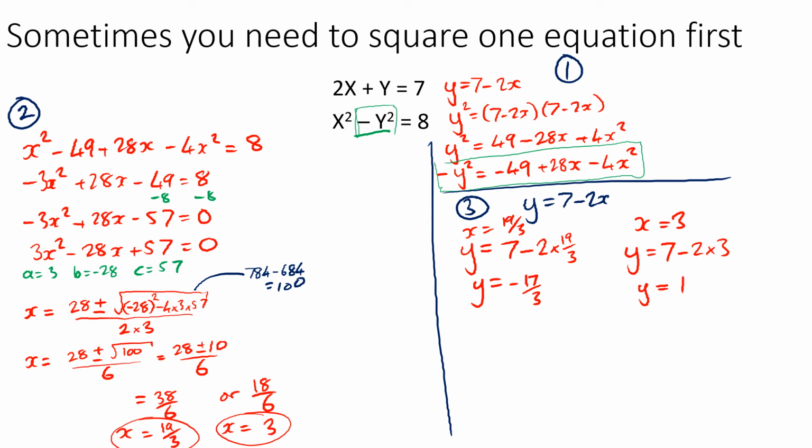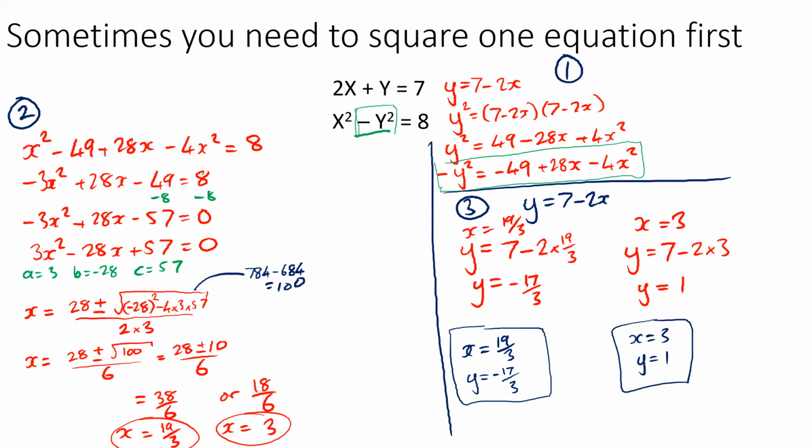You can actually check if those answers work, of course. The 3 and the 1 is easy to check. 2 lots of 3 plus 1 is 7. 3 squared minus 1 squared is 8. I'll leave the other one as an exercise. Something that's useful to do at the end of these complicated questions is make sure the examiner is really sure which pair of answers you're saying goes together, so they don't have to read through all of your working and figure it out. So I like to put that final boxed answer at the end.